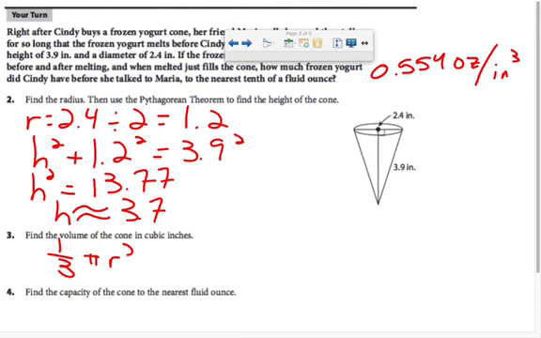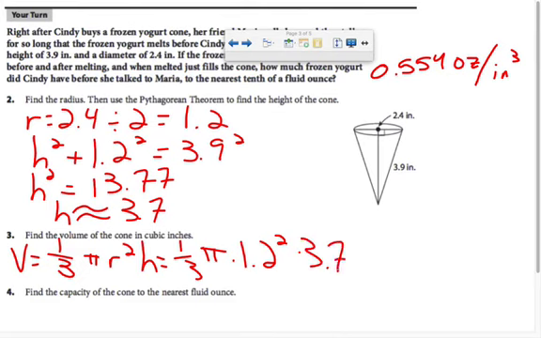1/3 pi r squared h will be 1/3 pi times 1.2 squared times 3.7. And when I evaluate that in my calculator, I get approximately 5.58.